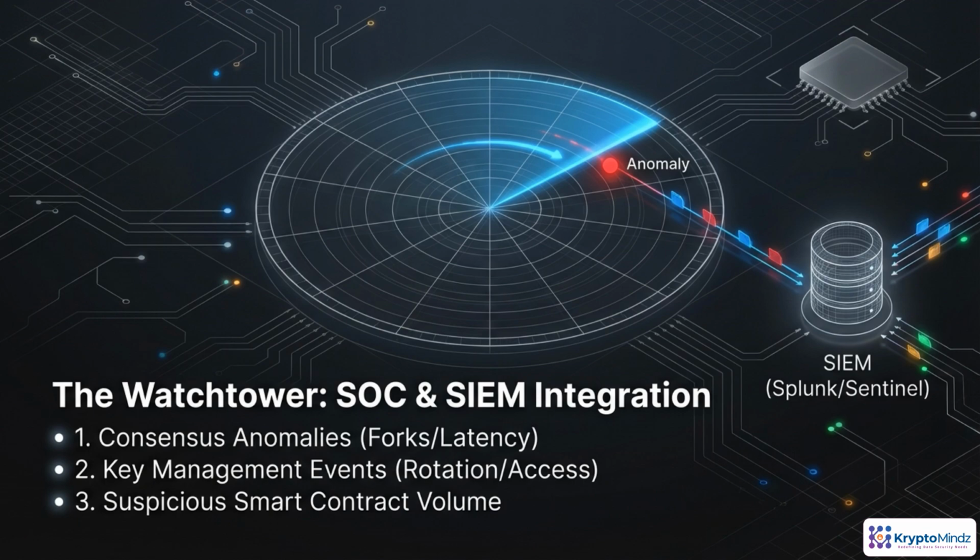Treat your blockchain network as just another critical application your SOC monitors. Key blockchain signals should flow into your SIEM in real time. Watch for consensus anomalies. Unexpected forks, validator flapping, or rising latency can indicate misconfiguration, failure, or active attack. Track key management events, certificate issuance, rotation, and failed access attempts all need correlation with IAM and HSM logs. And monitor abnormal smart contract activity. Sudden spikes in specific methods or addresses can reveal exploitation or fraud before business users notice.